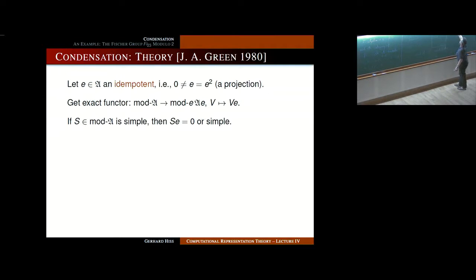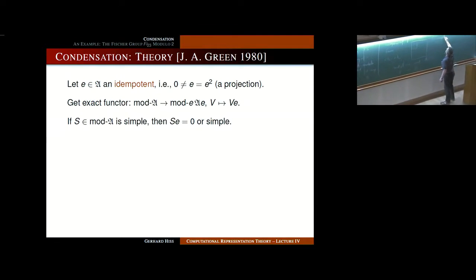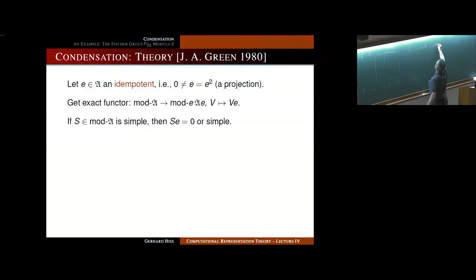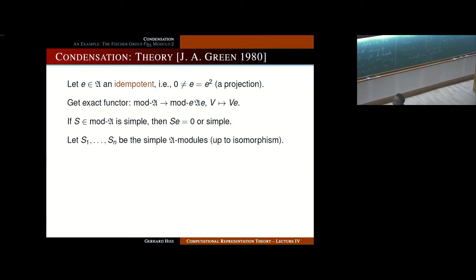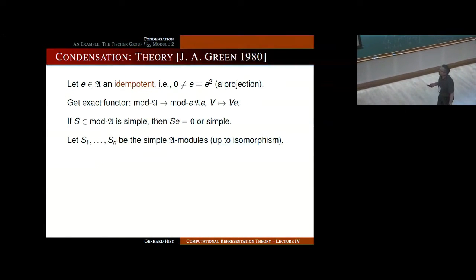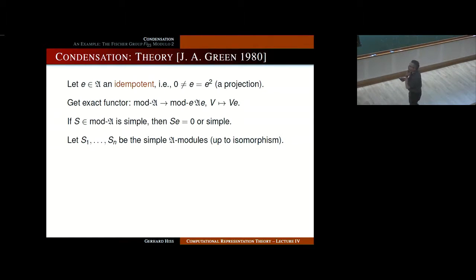So if S is simple or irreducible, which I'm using synonymously, then two things can happen. SE is simple or zero. It can condense to zero, so this map is called condensation with an idempotent. And so in particular, if you take a set of simple A modules, remember these are the irreducible representations we are looking for if A is the group algebra.